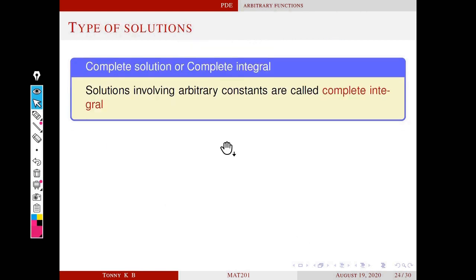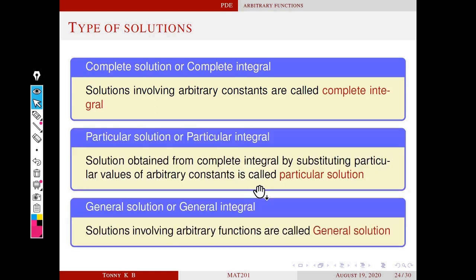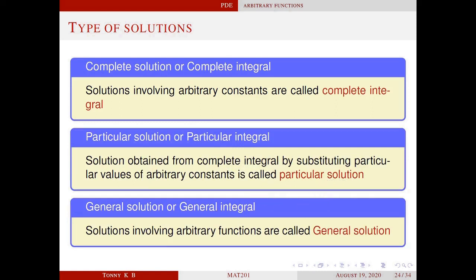These are the formal definitions of complete integral, particular solution or particular integral, and general solution. I think all of you have understood the three types of solutions of a PDE and the relation between them. From the next lecture onwards, we will solve partial differential equations and find the particular integral, complete integral, and general solution. Okay, thank you.